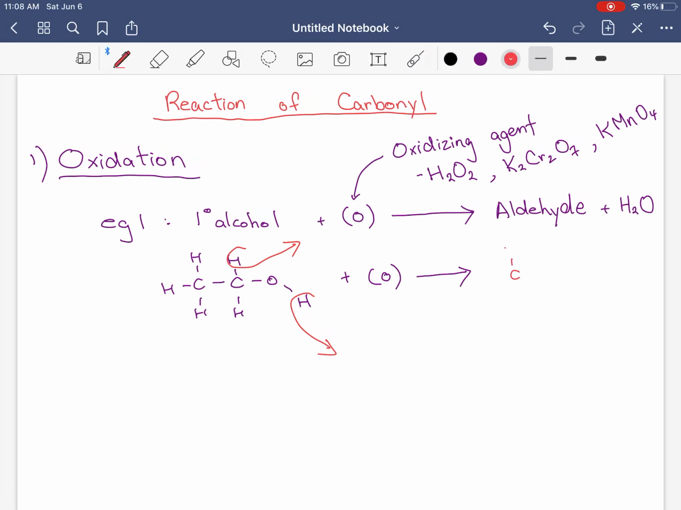So what you're going to have here is this, which of course is acetaldehyde, plus water. These two Hs are going to somehow grab an O from the oxidizing agent. This carbon right here, missing a bond, wouldn't mind bonding with the oxygen, creating an aldehyde configuration. So that's primary alcohol. That's what primary alcohols do.